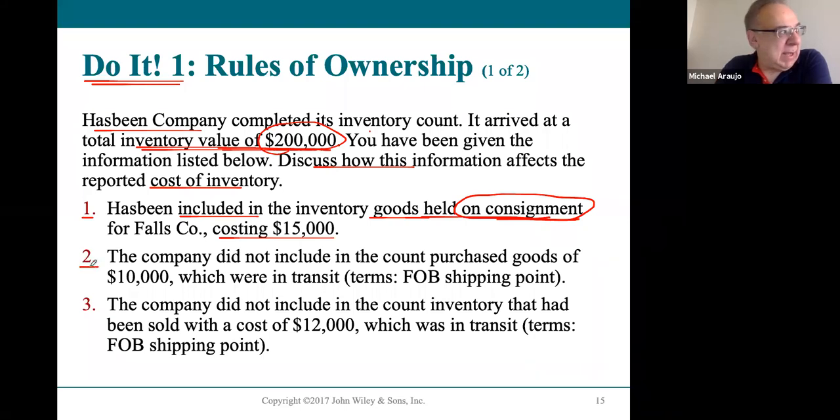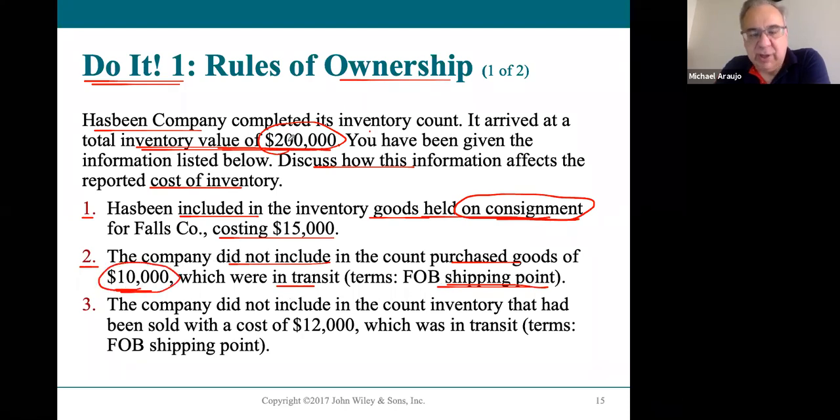The second thing here, we show that the company did not include purchased goods of $10,000, which were in transit. Okay, FOB shipping means that as soon as it hit the transportation company, the ownership changed to them. So here Has-Been actually owns these $10,000 worth of goods, and they're not included in that number. So they need to be added into that number.